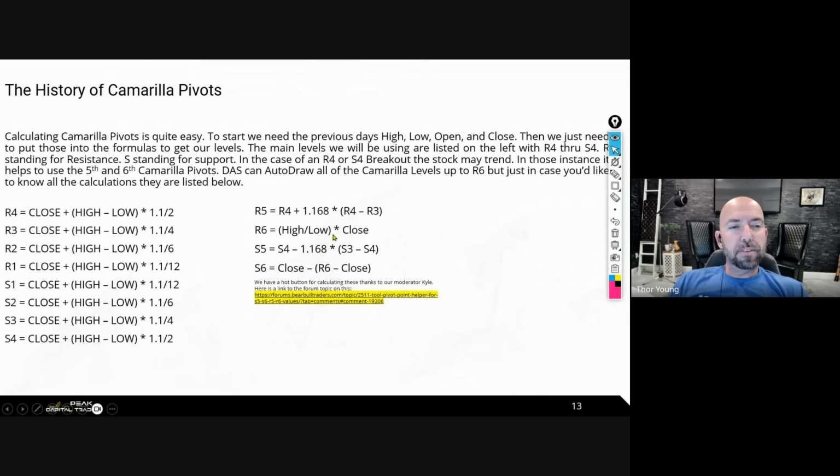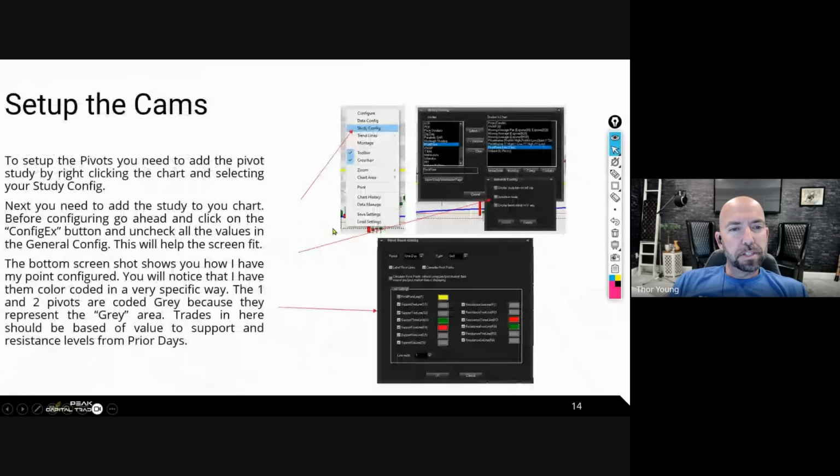So here you can see how the pivots are calculated. I won't spend too much time on that. If you have DOS, this is how I have them set up in DOS. I will have a PDF of this too, so you guys can have that.